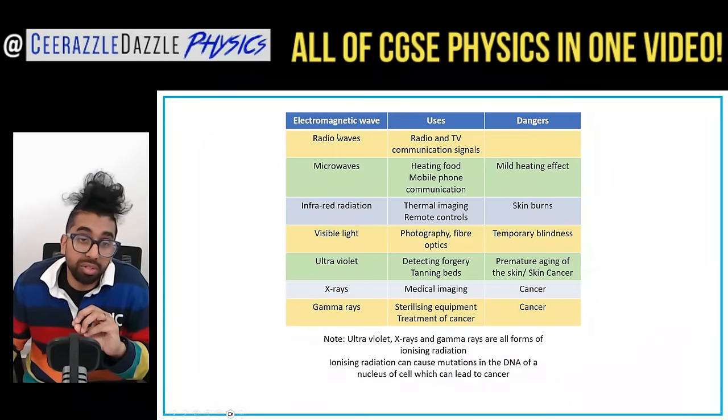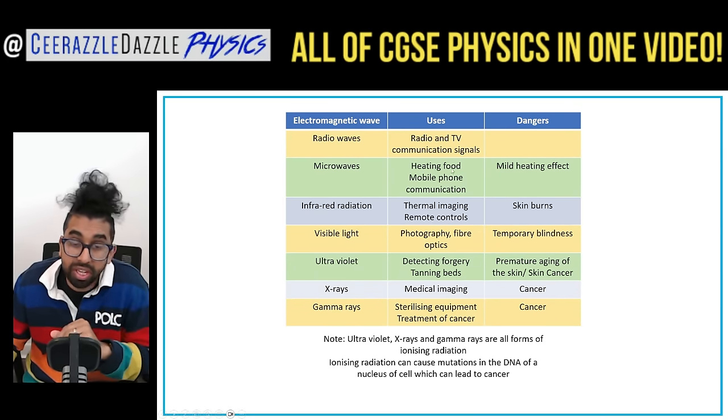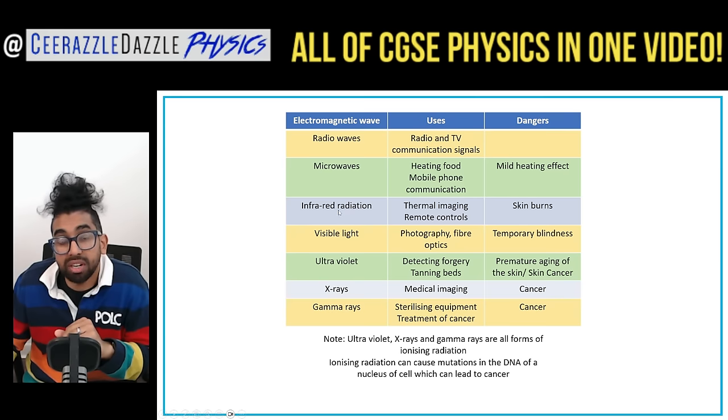The uses of them. So radio waves are used in radio and TV communication signals. The microwaves are used for heating food and mobile phone communication. Infrared radiation is for thermal imaging and remote controls. Visible light is for photography and fiber optics. Ultraviolet is going to be detecting forgery and tanning beds. X-rays are going to be medical imaging. Gamma rays are going to be sterilizing equipment and treatment of cancer.